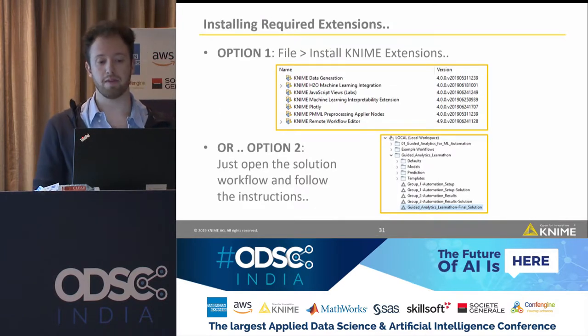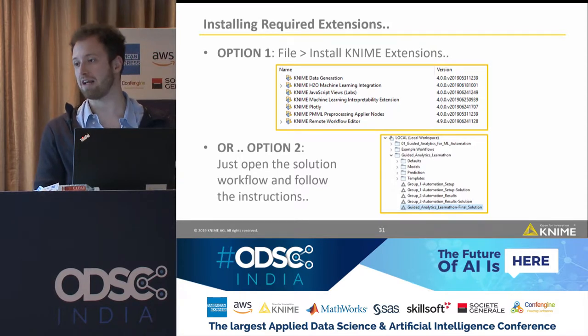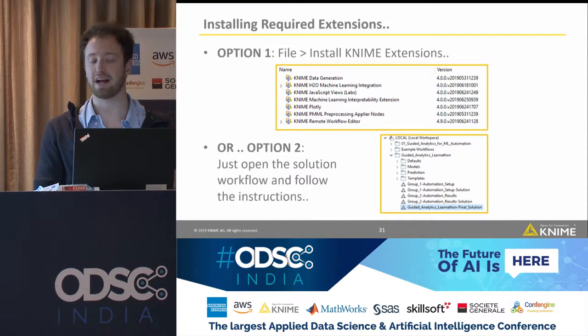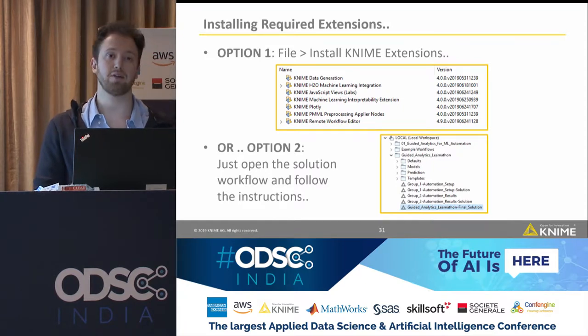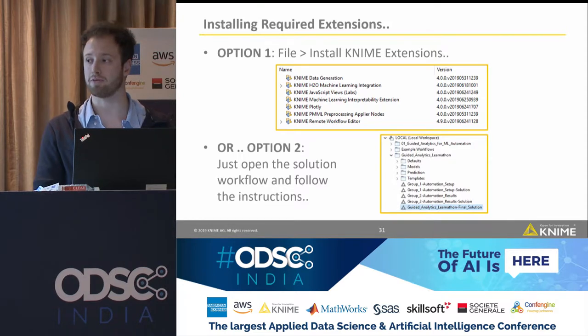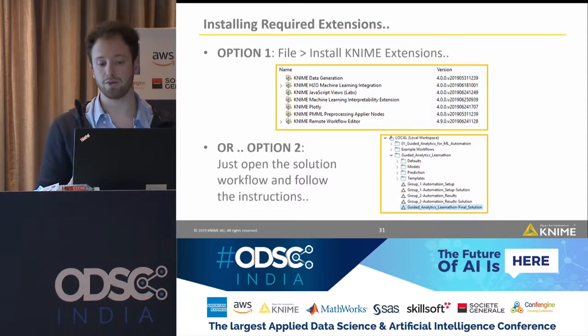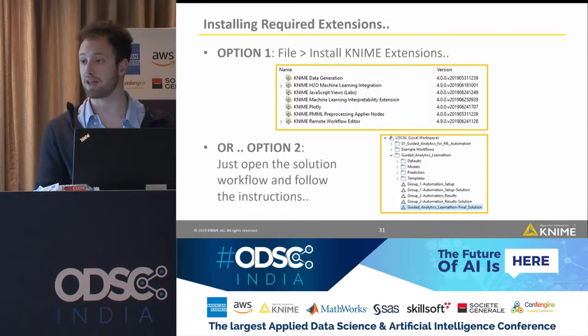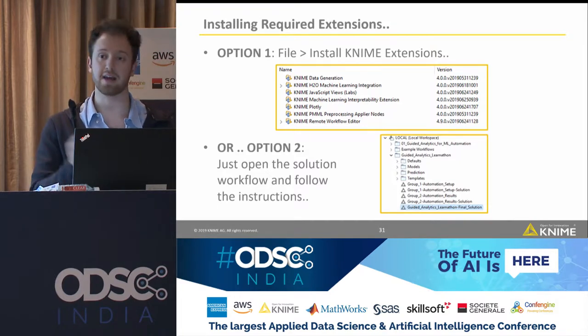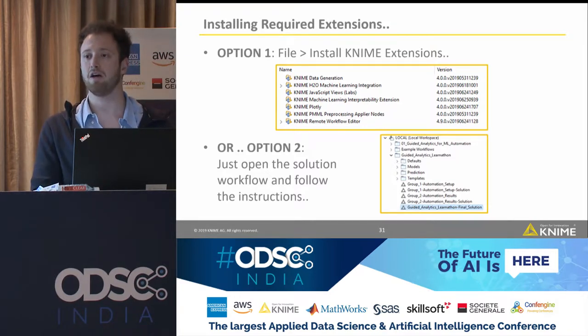So we need to install some extensions because probably you do not have all of them. You can go to File, Install KNIME Extensions, and then type in those extensions to install them. So we have the data generation, the H2O machine learning integration, and so on. Those are all extensions for the nodes we need for the workshop today. If you want to just install them all at once, you can just select the solution with all the nodes that are required. KNIME will see what extensions you need, and you just hit next, next, next, and you will install them automatically from the update site.